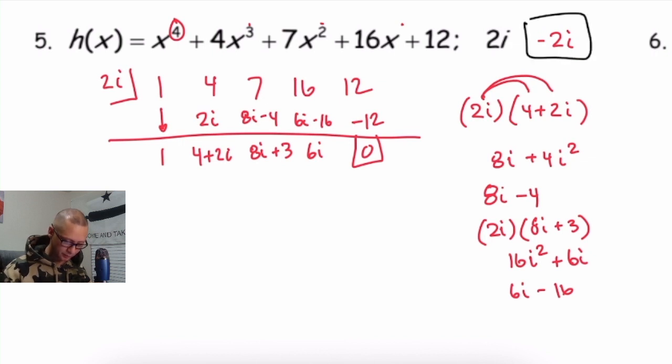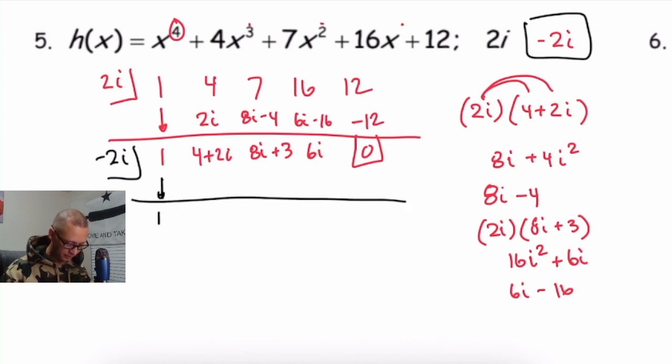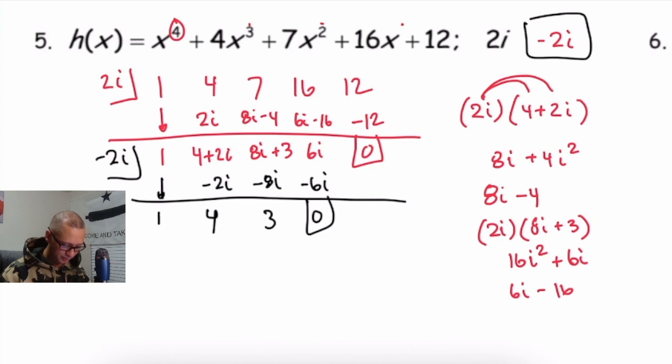Now let's use negative 2i. Bring down the 1 times negative 2i. When we combine, add going down, we're going to get 4. Times negative 2i is going to be negative 8i. When we add, we get 3. Multiply times negative 2i, we get negative 6i. When we add, we get 0. Okay.